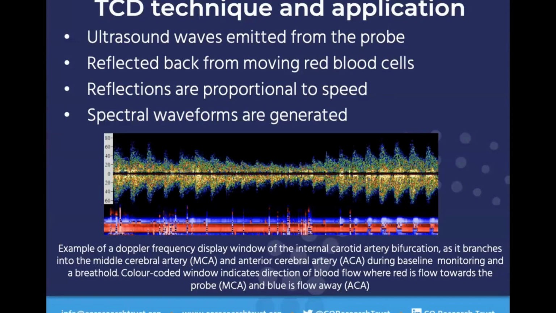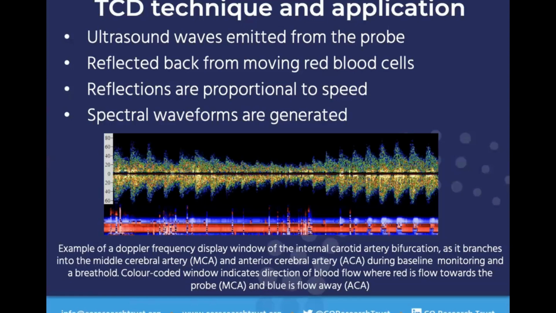In the center, we see our midline or 0 line. The spikes that are going above indicate flow towards the probe, and the spikes that are below the 0 line indicate that there's blood flowing away from the probe, so it's going in the opposite direction. The other way that we can tell the direction of the blood flow is by the colour-coded bar that I've put just below the spectrum.